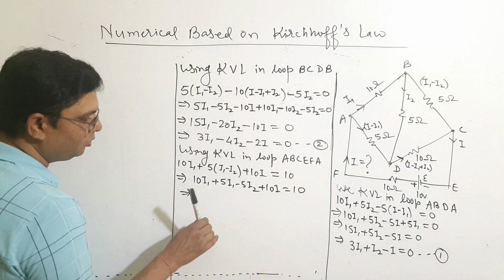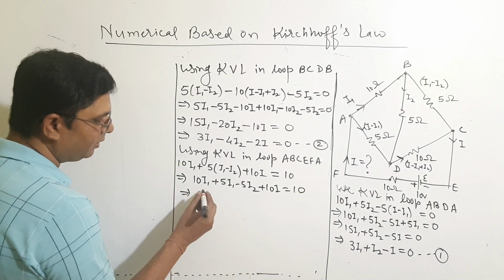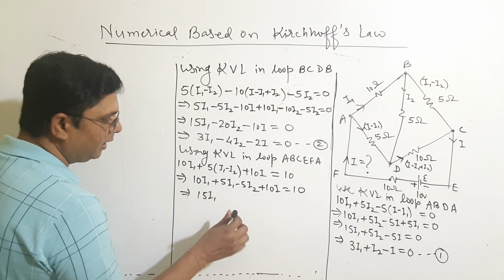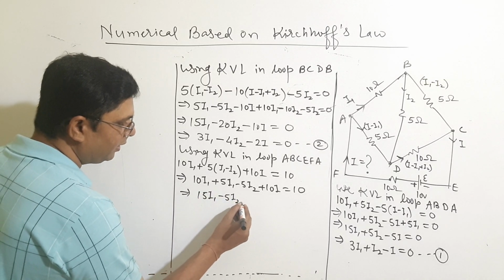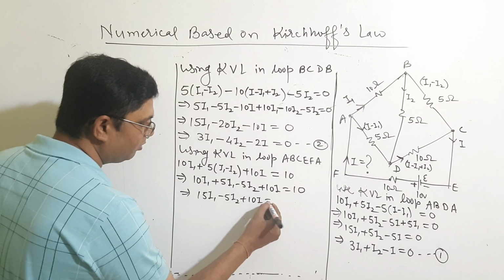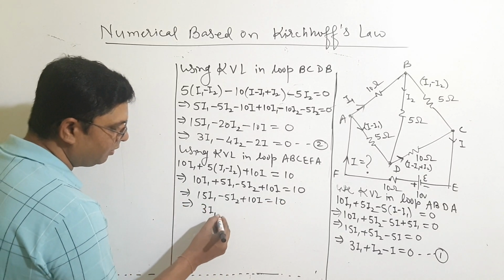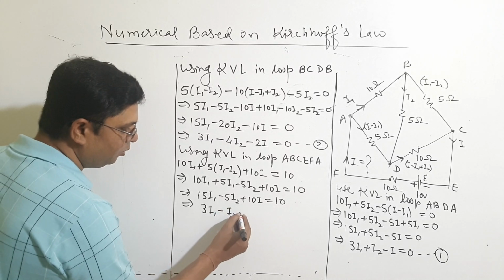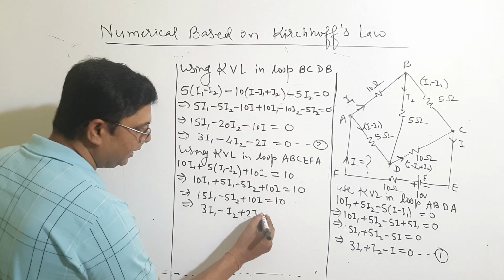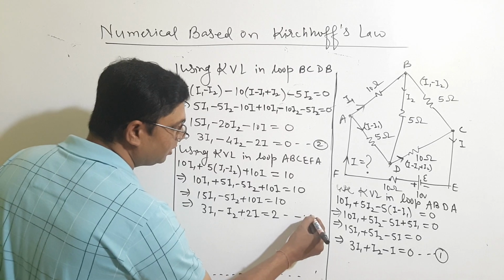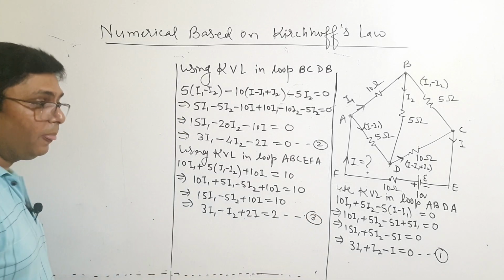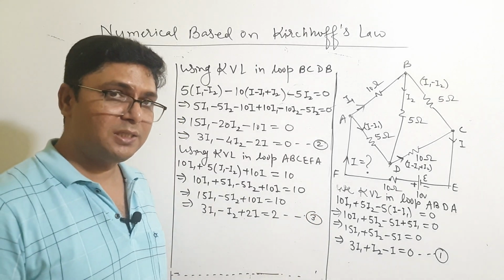So this is equal to 10i1 and 5i1, 15i1. And here you have minus 5i2 plus 10i is equal to 10. Divide it by 5 again, you have 3i1 minus i2 plus 2i is equal to 2. This is equation number 3. Now, we have generated the 3 equations.